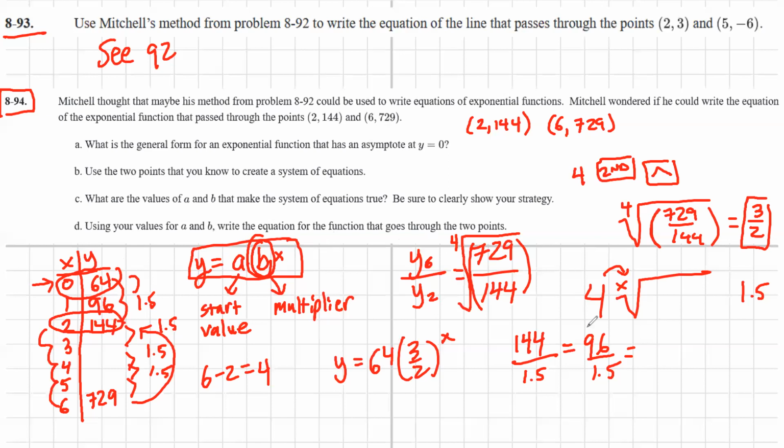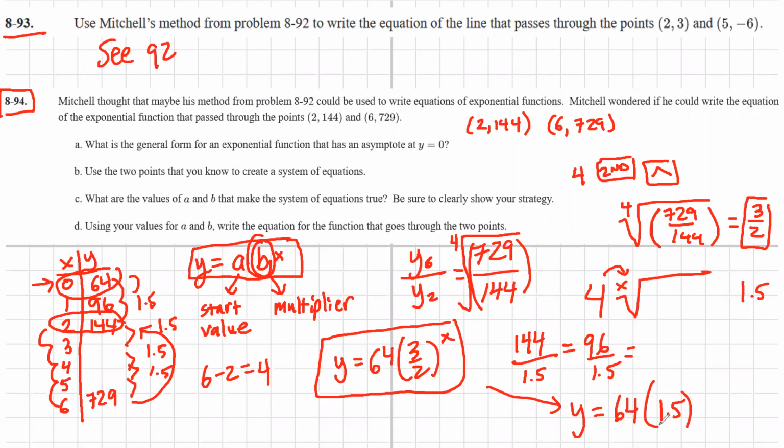Okay, so that's our equation right there. y equals 64 times 3/2 to the x power. If you want to change that to 1.5, you can. That's probably a little easier for you guys. 64 times 1.5 to the x. That tells us it's growth because our b value is greater than 1, right? So there we go. That is how you find the equation through 2 points, okay? So using your values for a and b, write the function that goes through the 2 points.